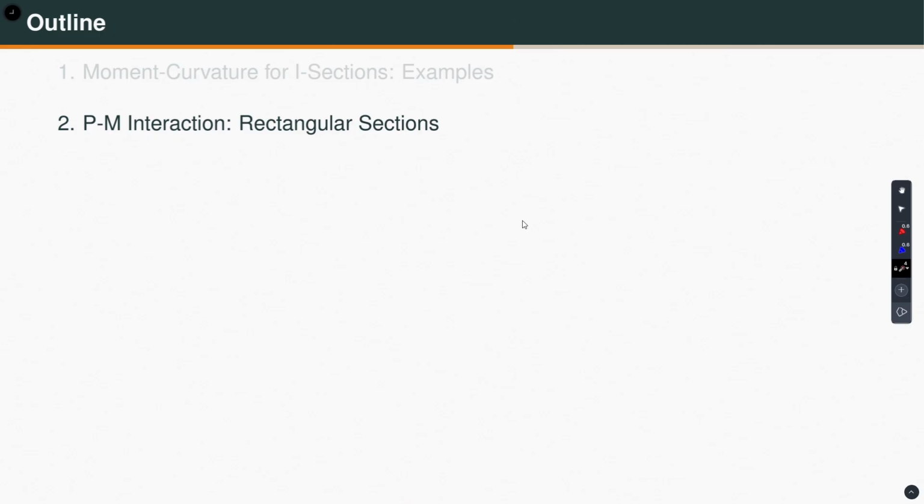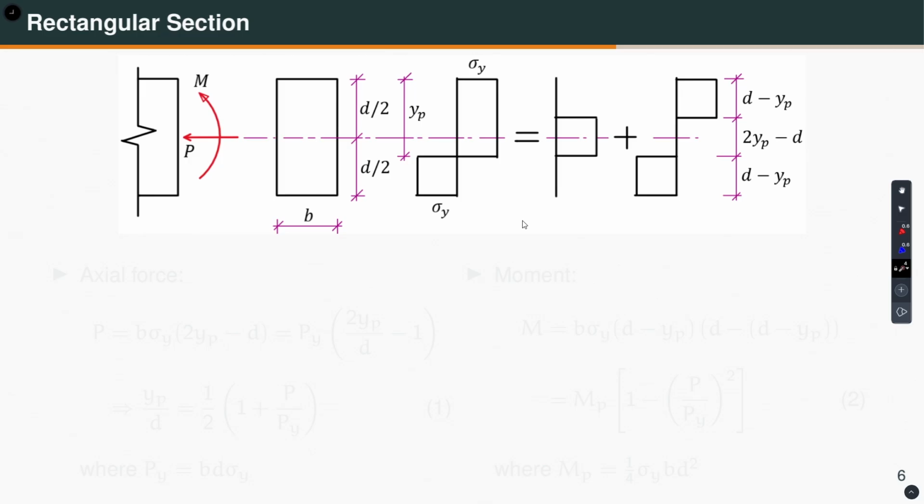So, now let me go to the PM interaction for rectangular sections. So far we have looked at rectangular cross sections and wide flange cross sections without any axial force. If we apply axial force, let us say I have a member with some axial force, which could be compressive or tensile, and I apply some bending moment and keep increasing it. What will happen? Eventually, the entire section will become fully plastic, and our assumption is elastic perfectly plastic material behavior.